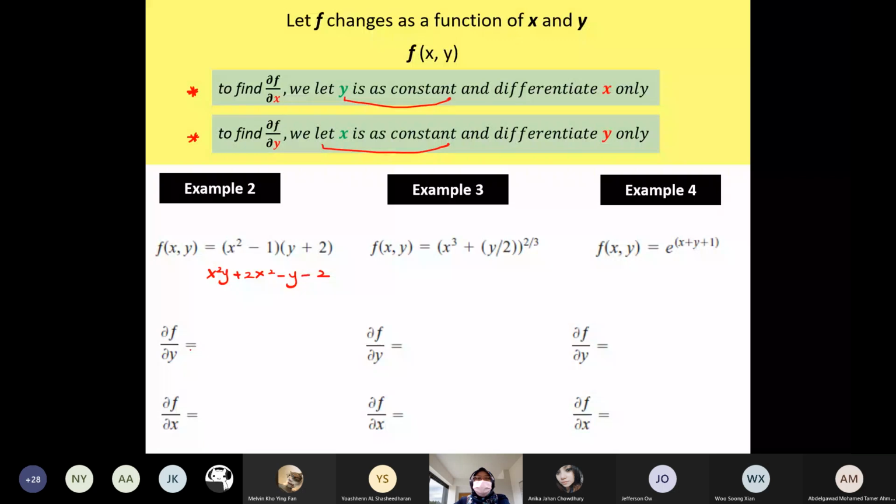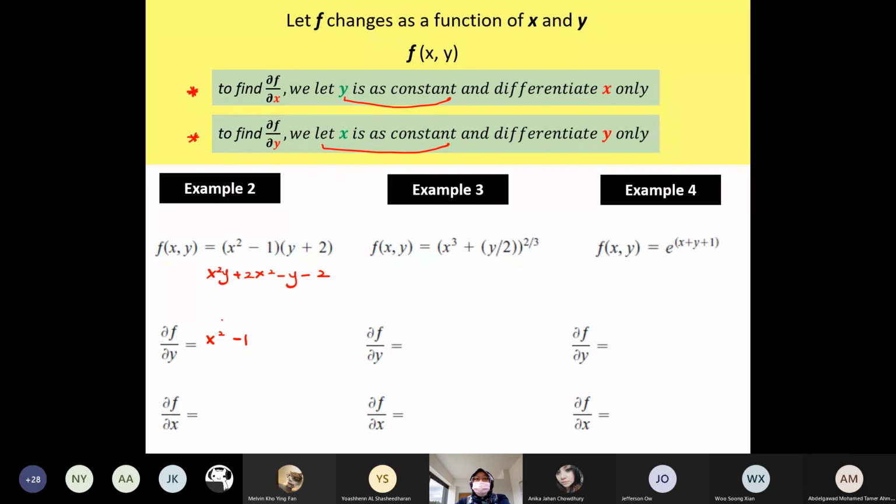So from here, you differentiate with respect to y. Differentiate y, x becomes constant, so you have x squared. Differentiating the constant here becomes 0. Differentiate y here, you have minus 1. Differentiate negative 2 becomes 0. So the answer is x squared minus 1.